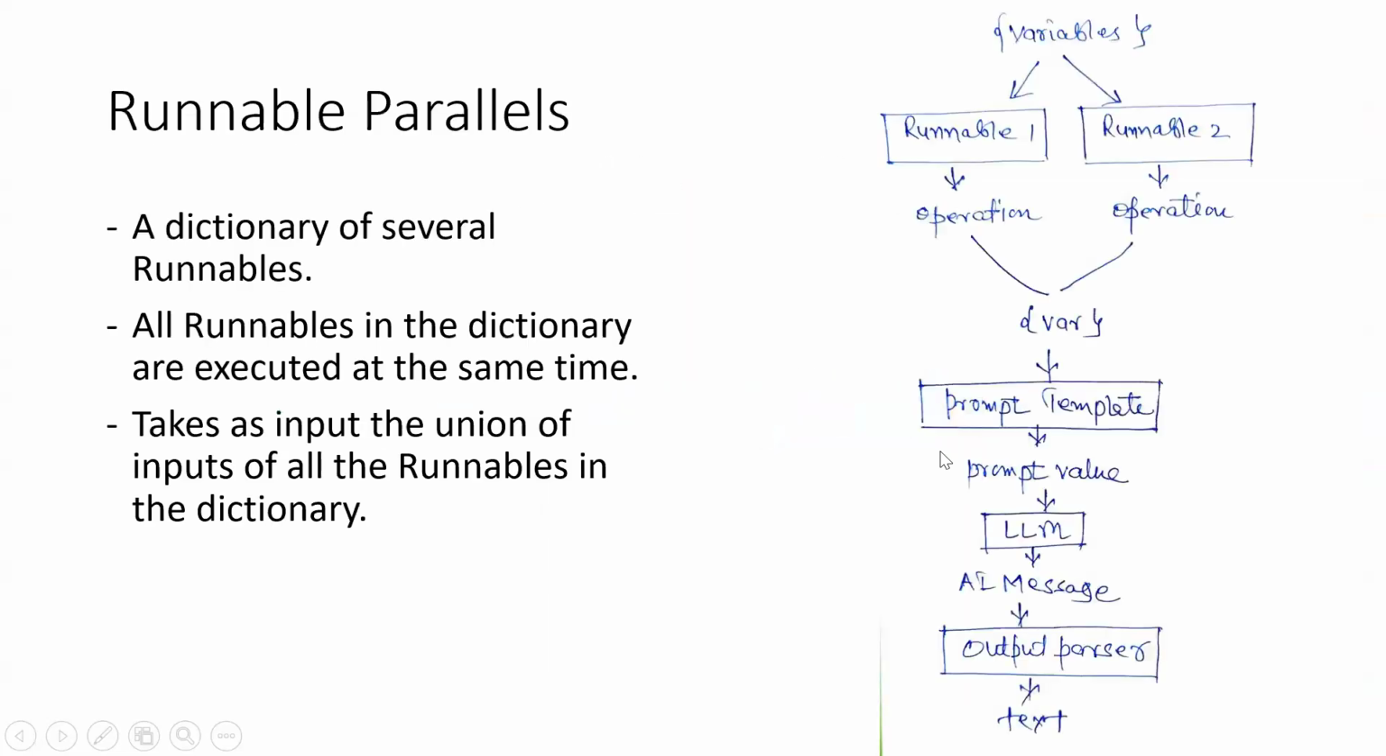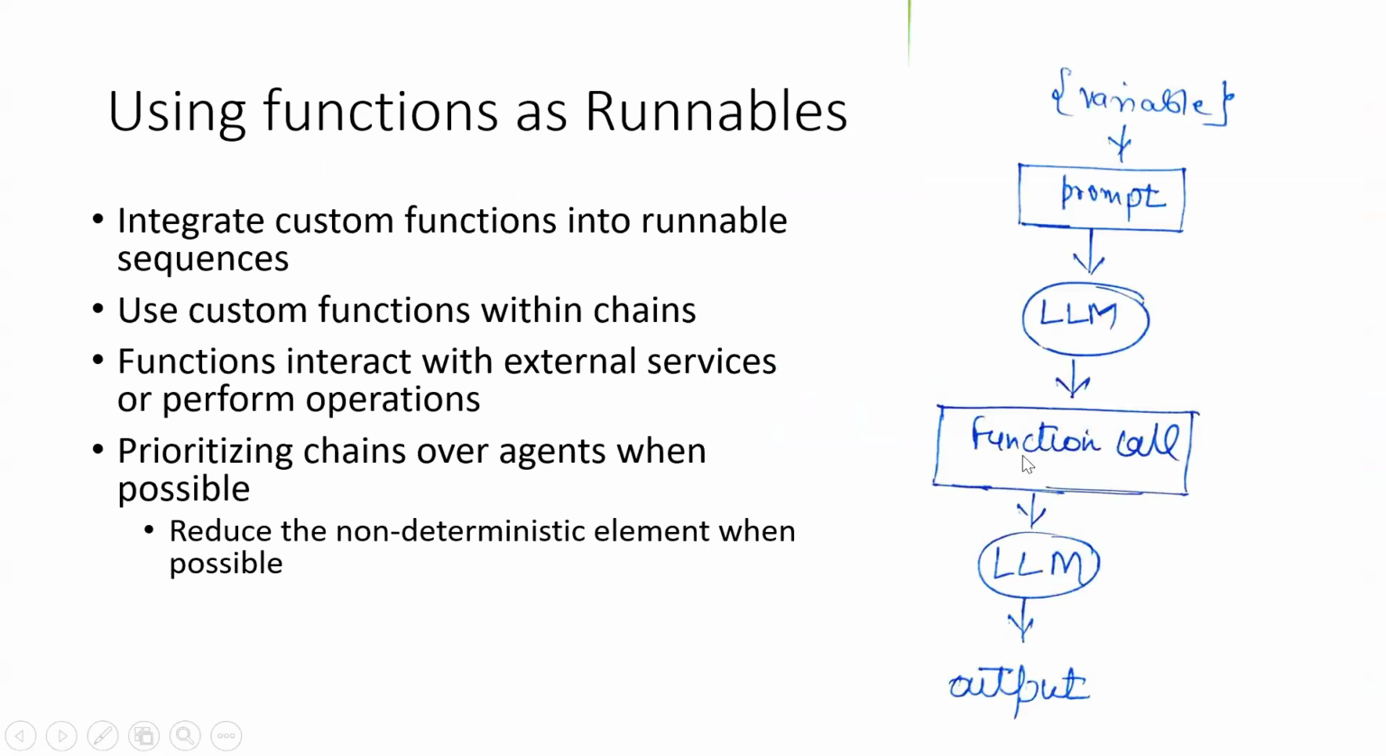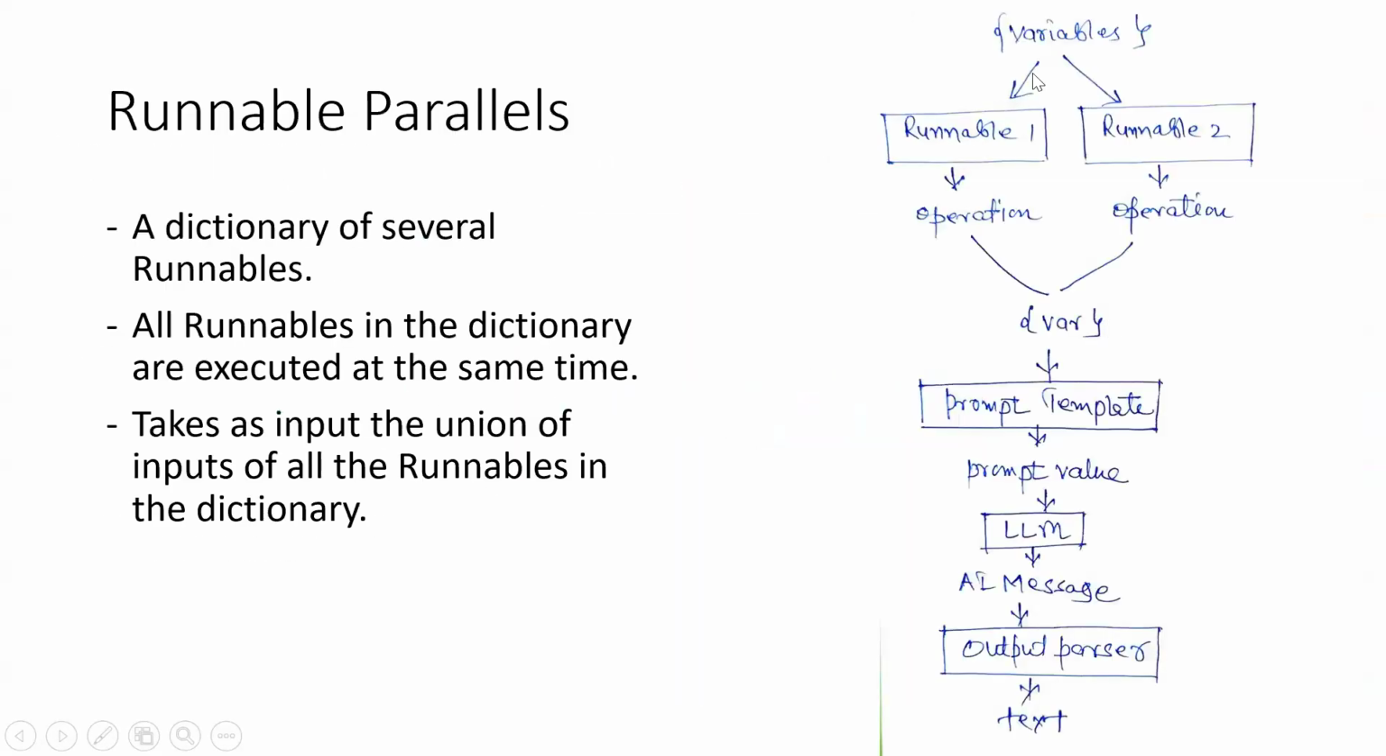Now there is something called runnable parallel. Just like we have created this particular chain, we can also create a chain where two runnables can be executed in parallel.